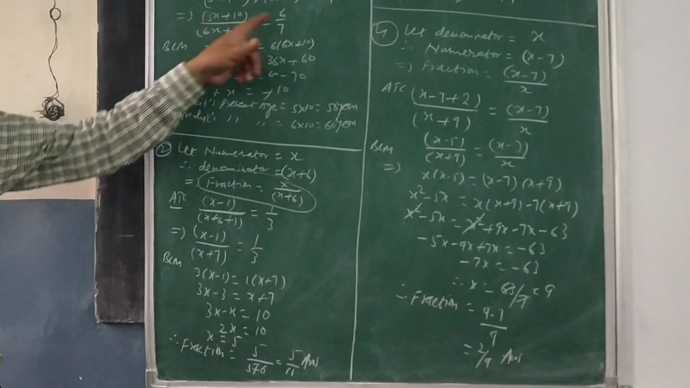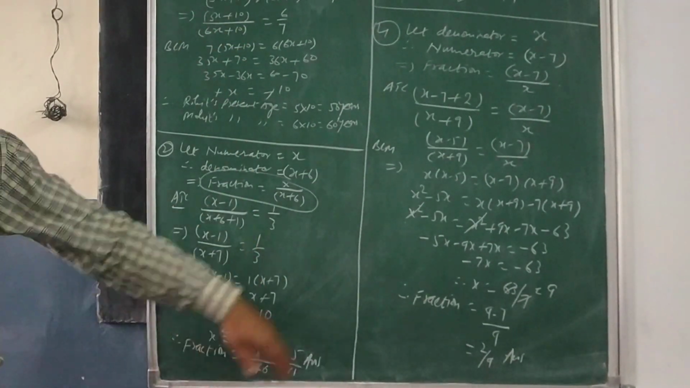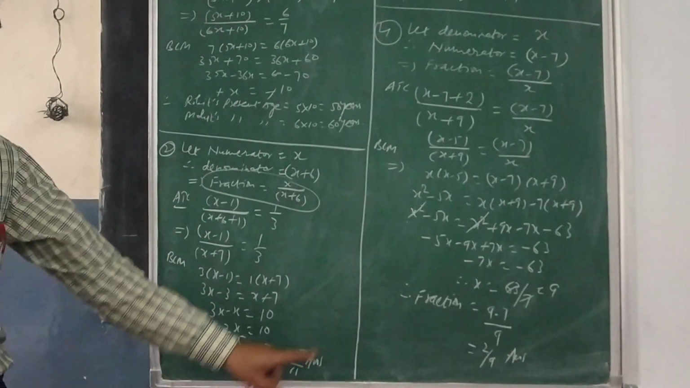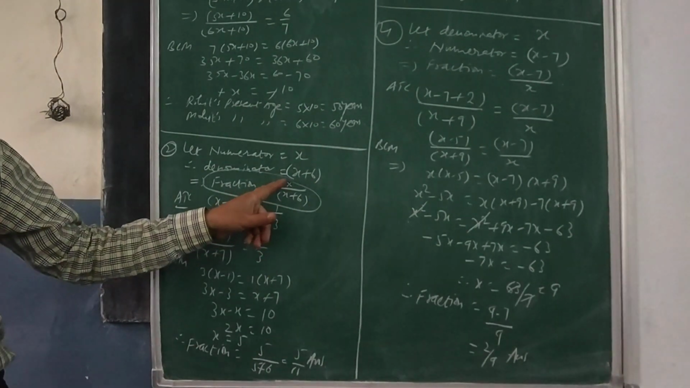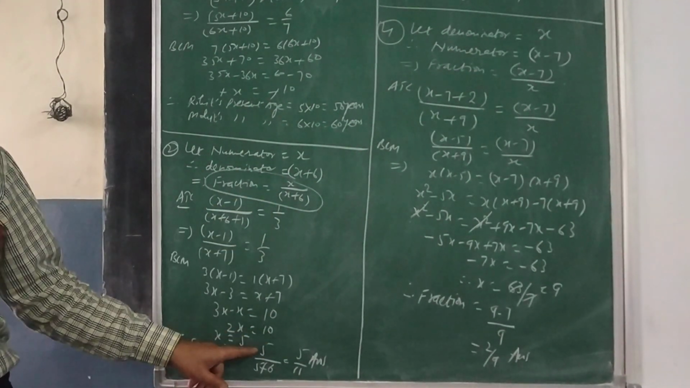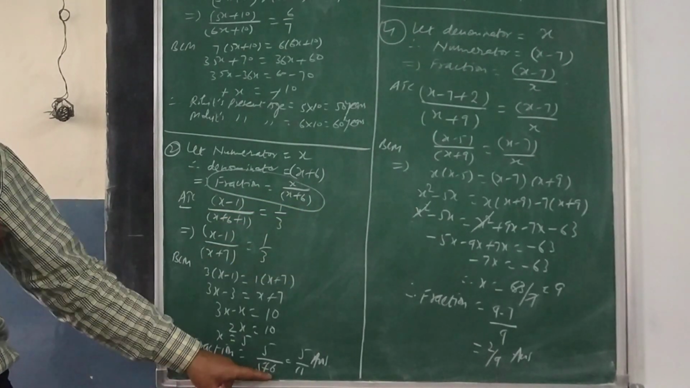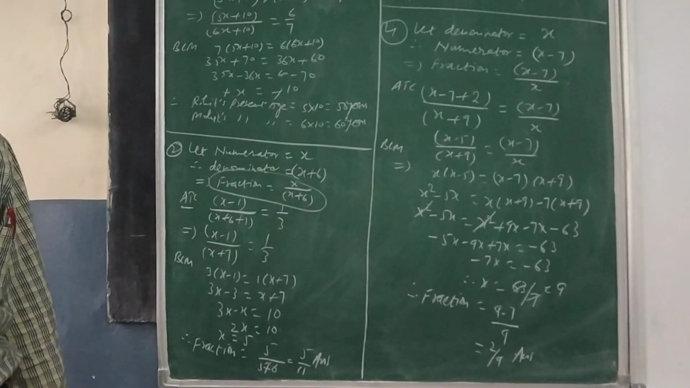Again we are back to this form. Do the cross multiplication, calculate the value of x and then put that value back into the original fraction. Then x will be 5 here. So the numerator is 5 and the denominator, 5 plus 6, makes it 11. So the answer will be 5 upon 11.